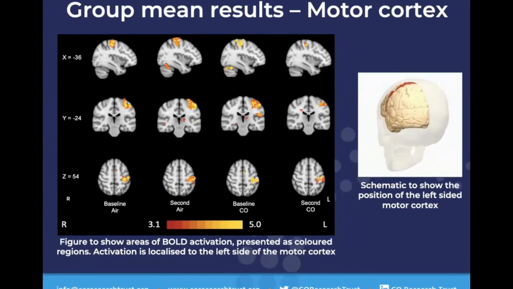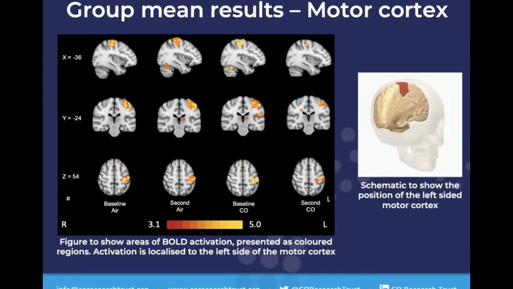Another region that I found to be largely activated was the motor cortex, which is situated towards the top of the brain on both sides. We can see that the activation is localized to the left side of the brain, noting that these scan images are flipped. The motor cortex is responsible for movement, and so we would expect to see activation in the left-sided motor cortex as the participant was pushing a button with their right hand.